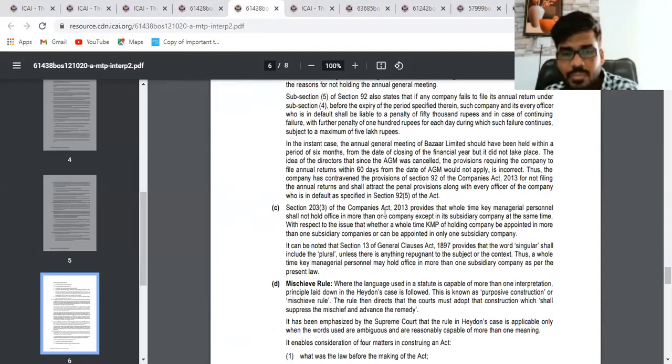Section 203 of Companies Act provides that a whole-time key managerial person shall not hold office in more than one company except its subsidiary. With respect to the issue whether the whole-time key managerial person of a holding company can be appointed in one or more subsidiary companies, it can be noted that Section 13 of the General Clauses Act 1897 provides that the singular shall include the plural unless there is anything repugnant to the subject or context. Thus, a whole-time key managerial person may hold office in more than one subsidiary as per the present law.